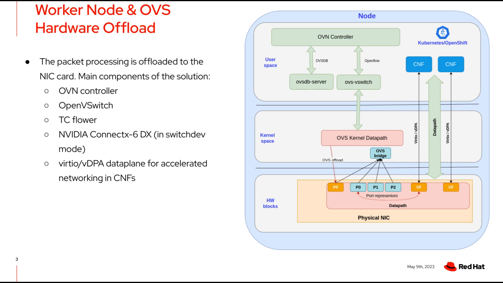When the first packet is received, packet miss, it is still handled by the OVS software, slow path. But any subsequent packet will be matched by the offloaded flow installed directly in the NIC, fast path. This mechanism is implemented by OVS and TC flower. As a result, we can achieve significantly higher OVS performances without the associated CPU load.